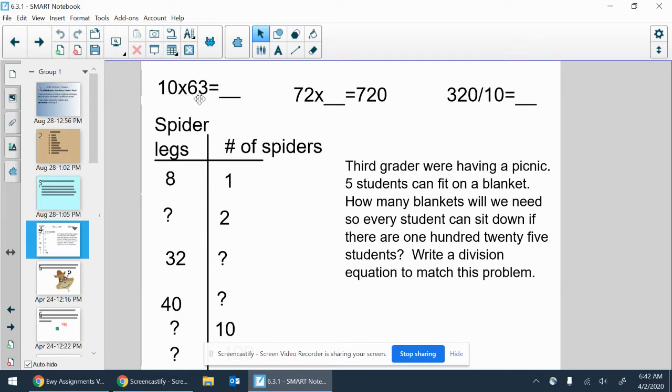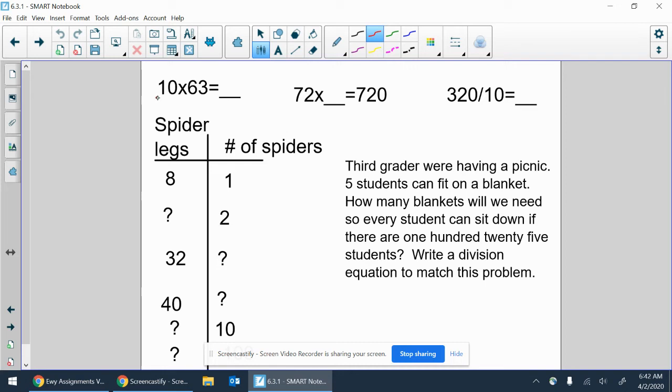If we have 10 times 63, it's just thinking about 1 times 63, which is 63, and then we're going to have 1 zero that we add to the end of it, so it's 630. 72 times something equals 720. Again, I see that there's 72 here, and so just thinking about the problem we just solved, 72 times 1 is 72, and then I have 1 zero here, so it's 72 times 10.